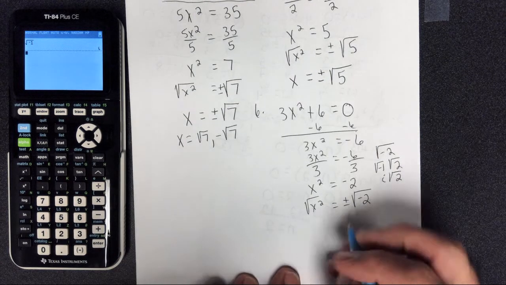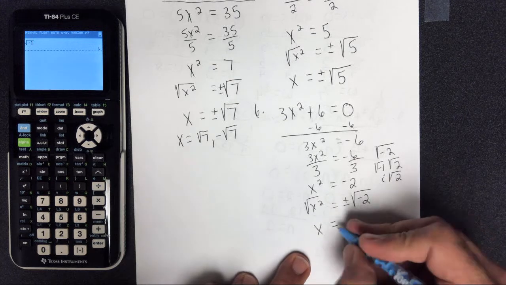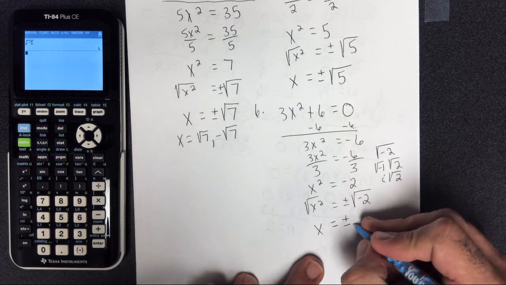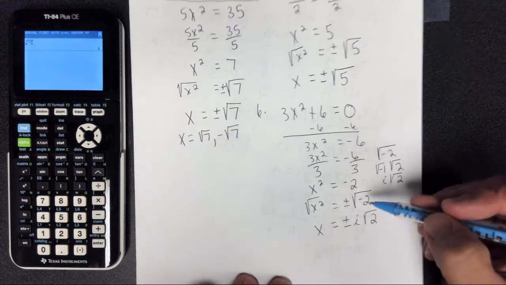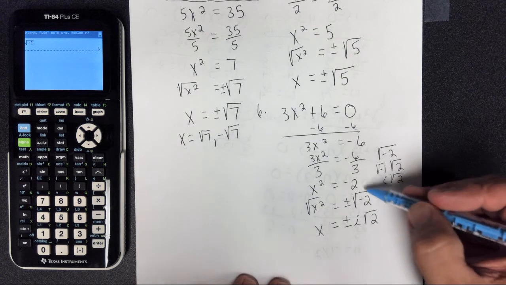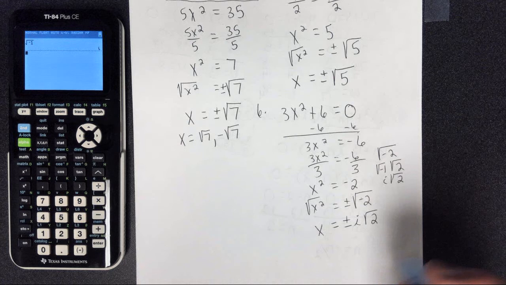So here we go. Square root of x squared is an x. That's going to equal a plus or minus i square root of 2. So if you got a negative under a square root, you got to pull it out as an i. Okay?